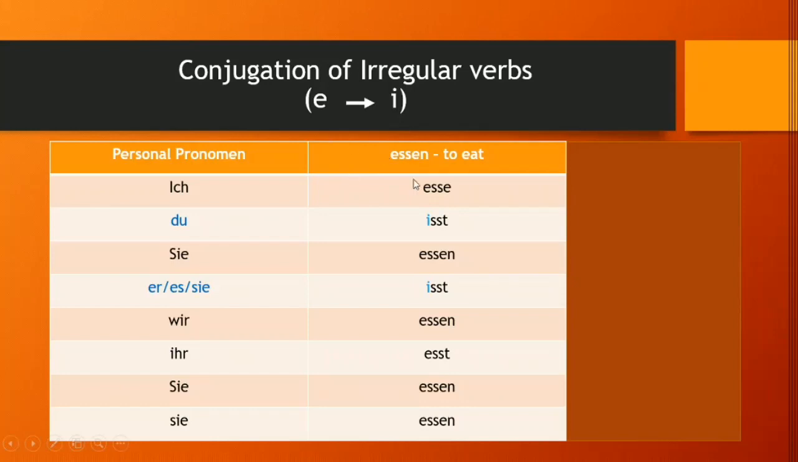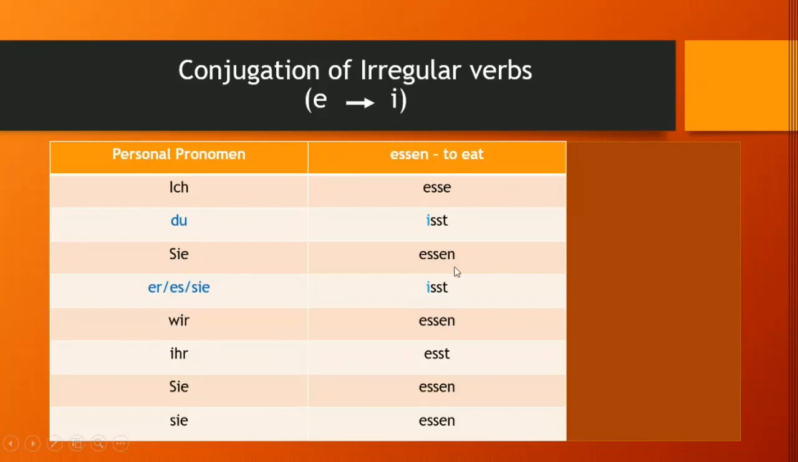The next irregular verb would be essen. And this is the most important irregular verb. Essen, which means to eat. Here also, e changes to i. Ich esse, du isst.